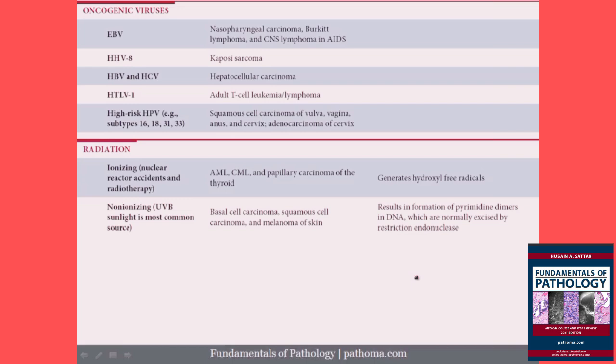Kaposi's sarcoma. Kaposi's sarcoma is a tumor of endothelial cells. The patients classically present with purplish raised lesions, usually on the skin, and there are three subtypes of patients that get Kaposi's sarcoma. The first are Eastern European males, older Eastern European males. They get Kaposi's sarcoma of the skin, and the treatment for those patients is to simply excise it, and they will respond very well to that simple treatment of excision.